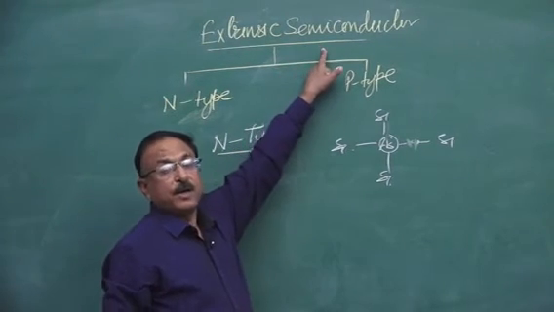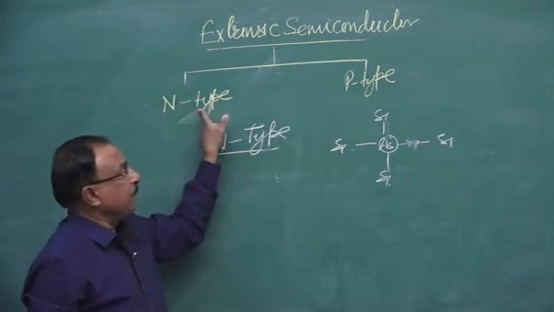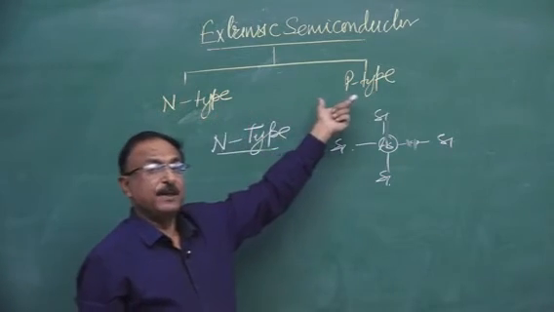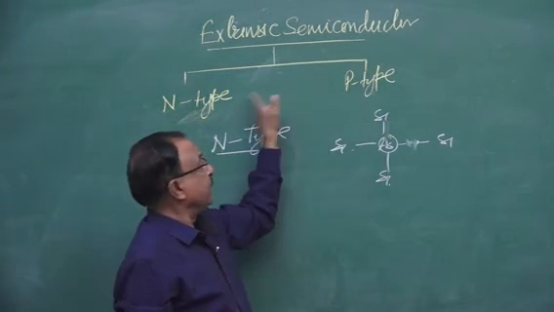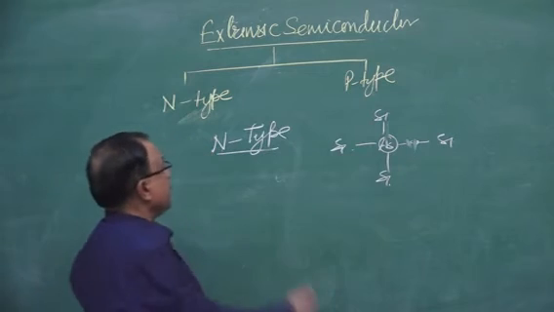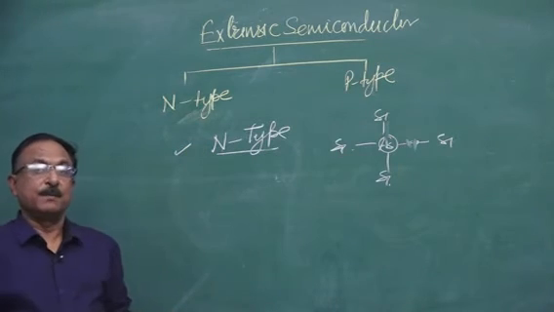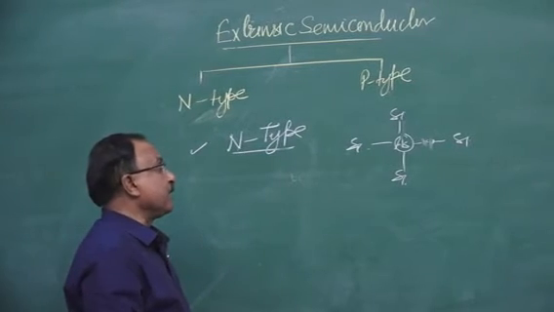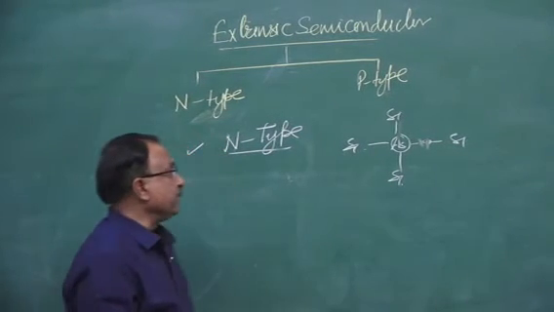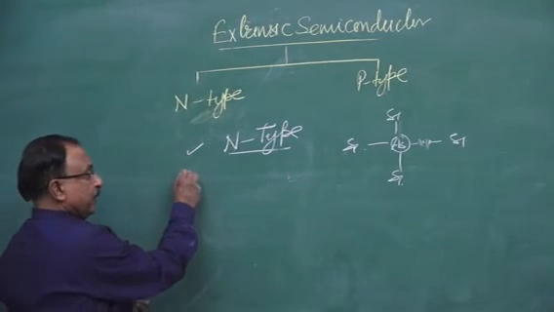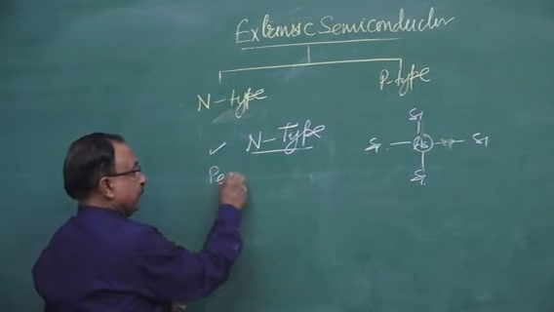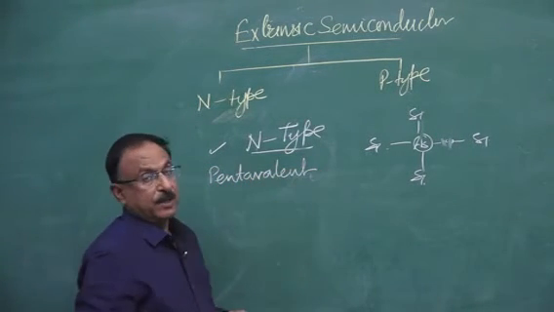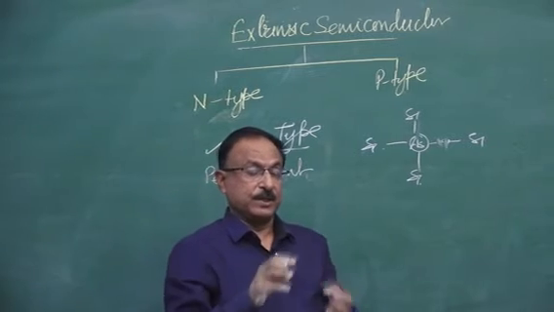Extrinsic semiconductors are of two types, N-type and P-type. N-type we call negative type and P-type we also call positive type. So, N-type and P-type semiconductor. Let's first talk about the N-type semiconductor. What is an N-type semiconductor? N-type semiconductors are formed by doping atoms from a pentavalent element, from the 15th group, into the crystal.